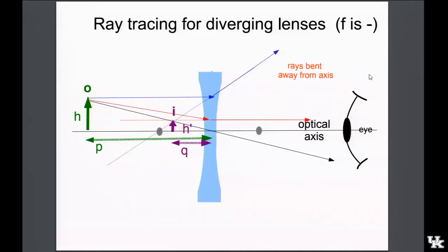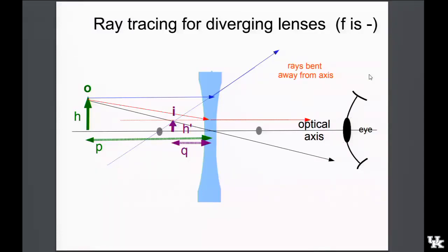Here's a diverging lens. It's thinner in the middle and thicker at the edges. Here's the optical axis through it, a horizontal line. Here I've marked the focal length on the left and the right. Again, with lenses, you tend to use the focal points on the left and the right. With mirrors, we just used it either on the front face or on the back face, depending on whether it was converging or diverging mirrors.